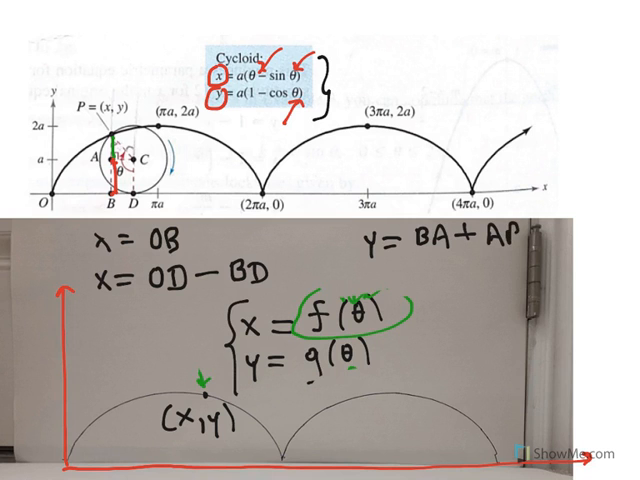AP. So now that you understand that, we're ready to look at how we come up with this set of parametric equations to describe the coordinates of points on the cycloid in terms of the parameter theta, which represents the angle of rotation of the circle that is causing the cycloid to be traced.